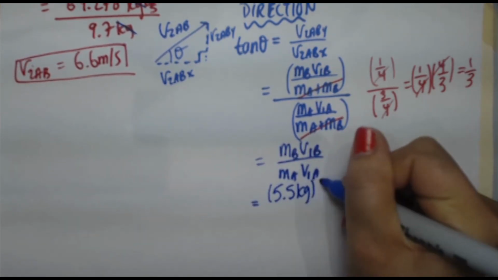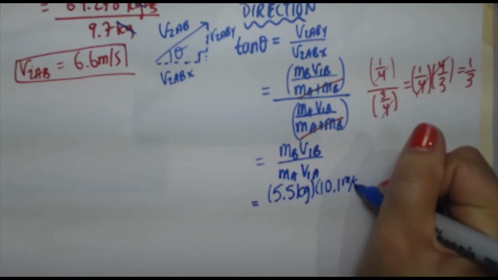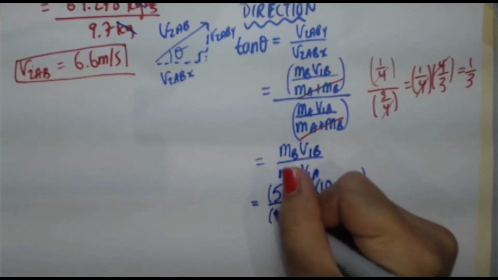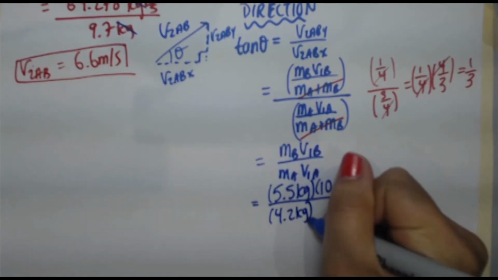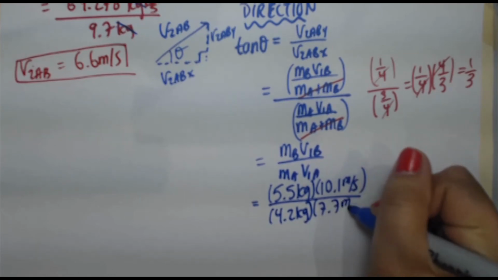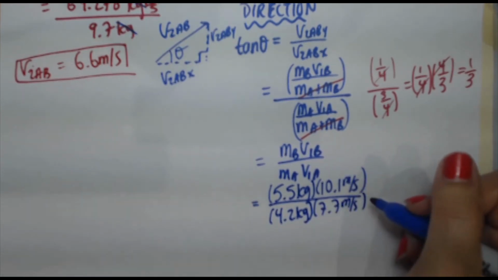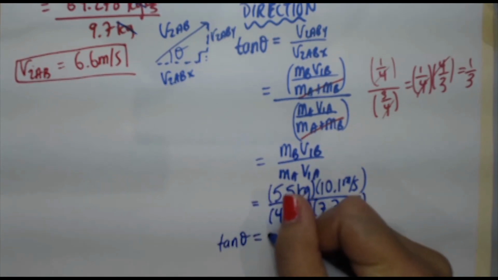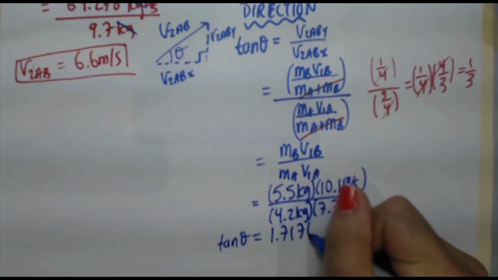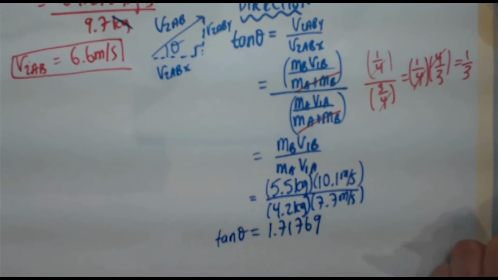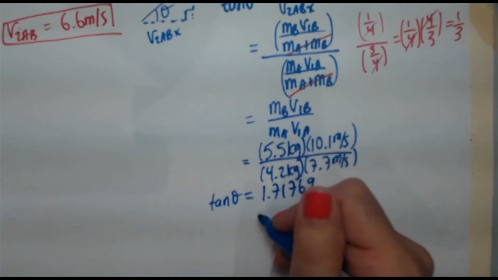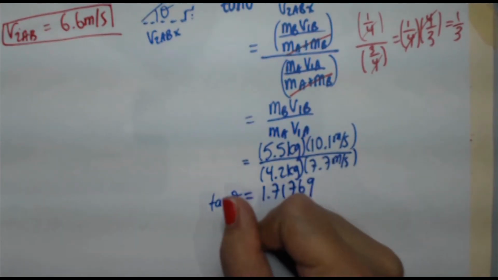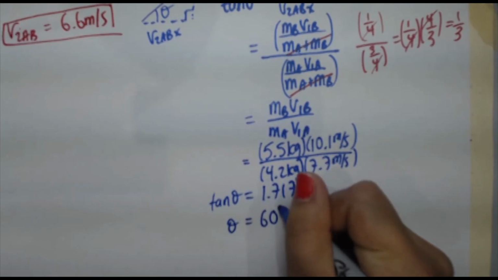5.5 kilograms, 10.1 meters per second, divided by 4.2 kilograms, 7.7 meters per second. Punch that in your calculator, and remember we're solving for tan theta. That number is going to be 1.71769. Okay, so to solve for that, take the inverse tangent of both sides, and we're going to be left with theta is equal to 60 degrees.